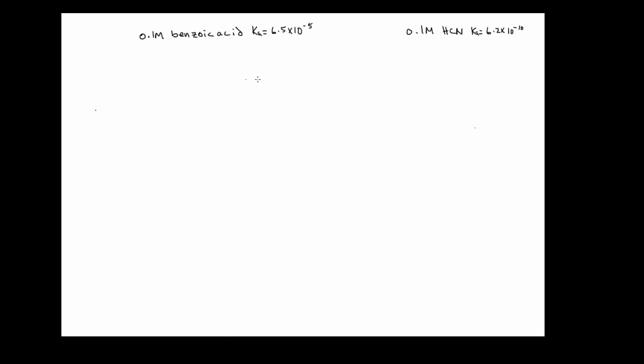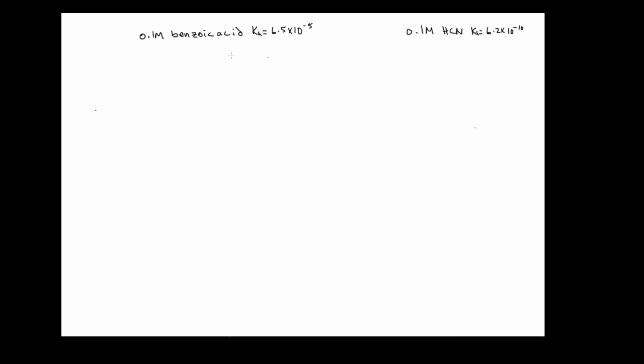So what we're going to do is mix two solutions. One solution is 0.1 molar benzoic acid with a Ka of 6.5 times 10 to the minus fifth, and we're going to put that in a solution with 0.1 molar hydrocyanic acid whose Ka is 6.2 times 10 to the minus 10th. Then we're going to calculate the pH and the concentration of the conjugate bases for each of the respective acids.